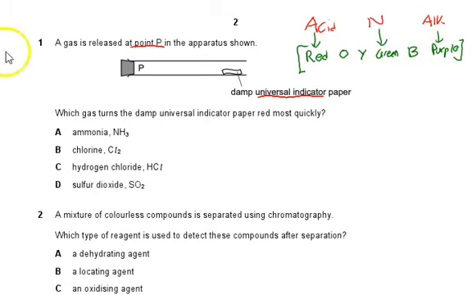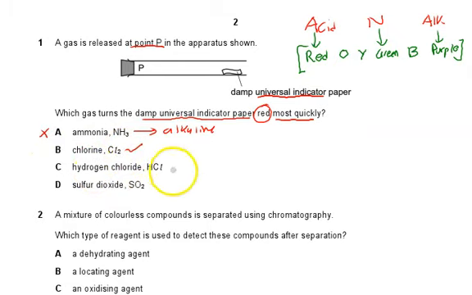Now, which gas turns the damp universal indicator paper red most quickly? So they are asking for the most acidic. Ammonia is alkaline, so definitely it's not A. Chlorine, yes, it is acidic. Hydrogen chloride, yes, it's acidic. Sulfur dioxide, yes, it's acidic. But the most acidic here is hydrogen chloride, which has a pH of 1. Now we move on with number 2.